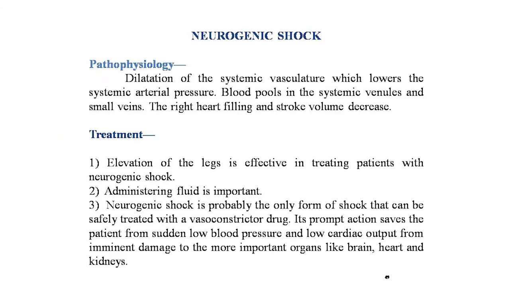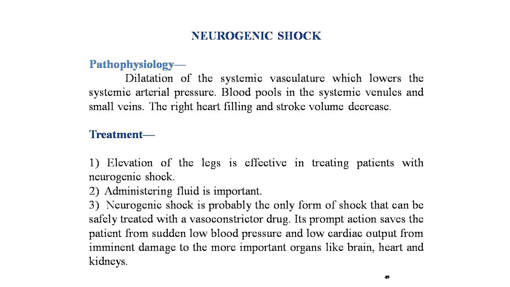In this type of shock, there is a dilatation of the systemic vasculature which lowers the systemic arterial pressure. Blood pools in the systemic venules and small veins. The right heart filling and stroke volume decrease. Clinical features: the peculiar feature is that the skin remains warm, pink and well perfused, in contradistinction to hypovolemic shock. Treatment: elevation of the legs is effective in treating the patient with neurogenic shock.